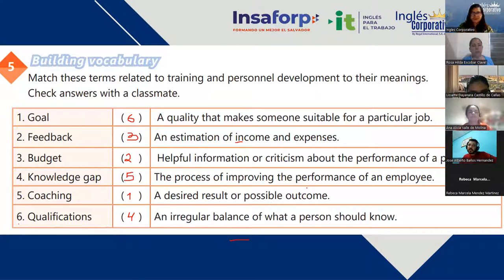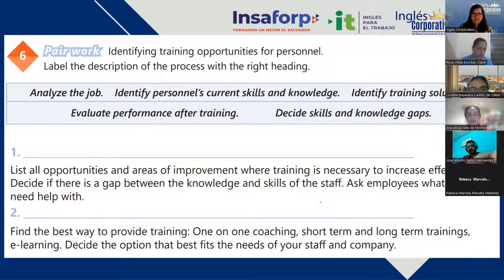Okay. Any questions? No questions, teacher. Okay. Now, we're going to have activity number 6. Remember yesterday, we were talking about vocabulary related to training, and training opportunities for personnel, right? So here, identifying training opportunities for personnel, what you're going to do is label the descriptions of the process with the right heading. You have the headings here: analyze the job, identify personnel's current skills and knowledge, identify training solutions, evaluate performance after training, and decide skills and knowledge gaps.